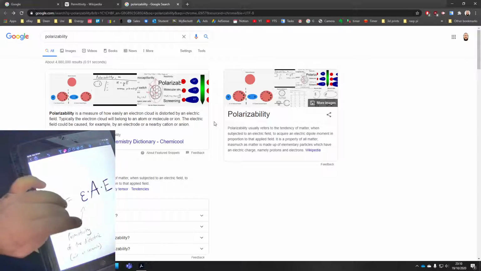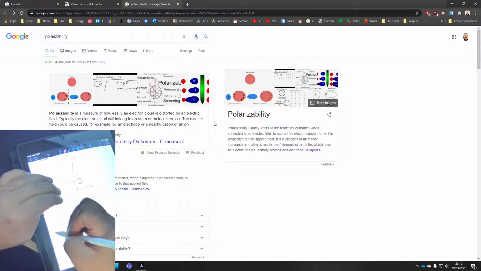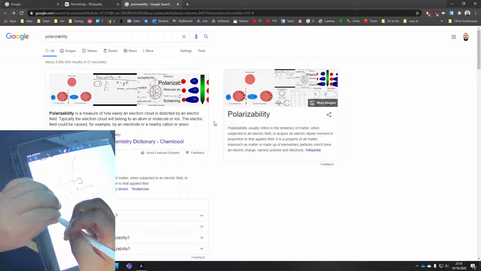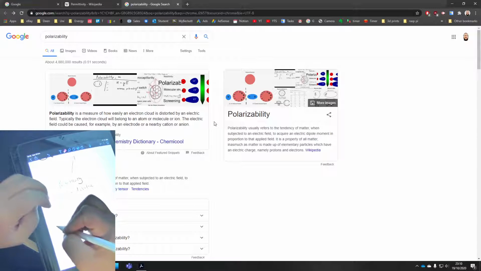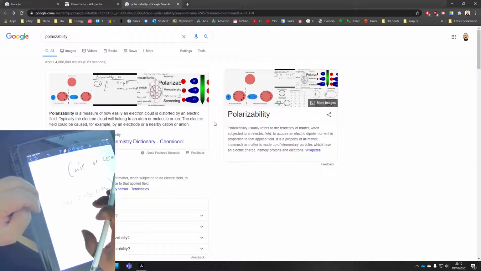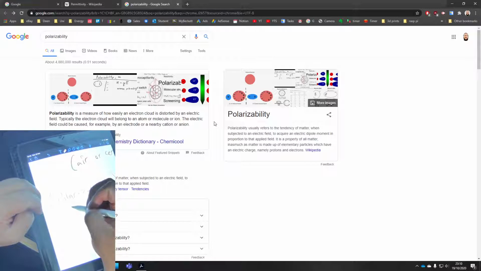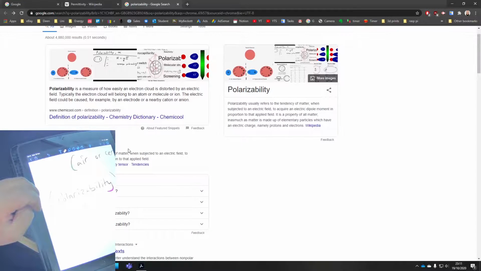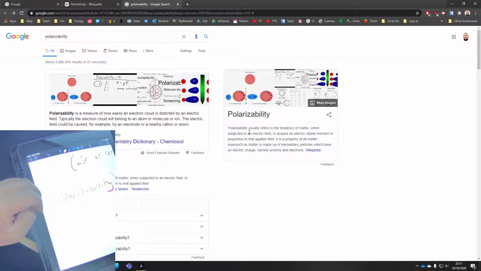So the permittivity of the dielectric, and so this actually means polarizability is a measure of how easy an electron cloud is distorted by an electric field. It's the tendency of matter, when subject to an electric field, to acquire an electric dipole moment. How easy an electron cloud is distorted.